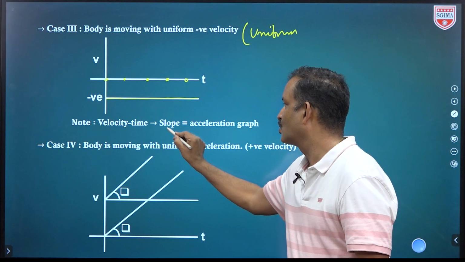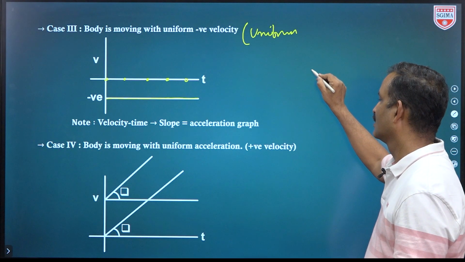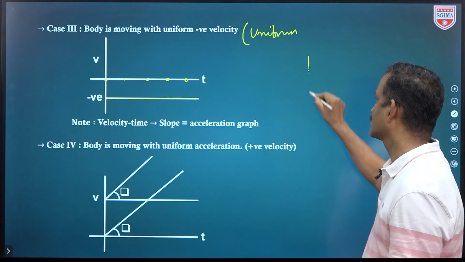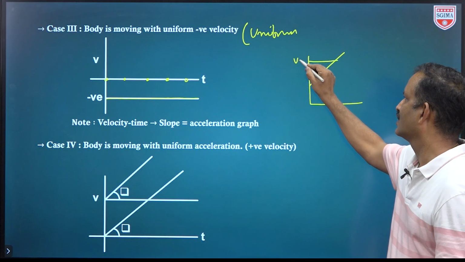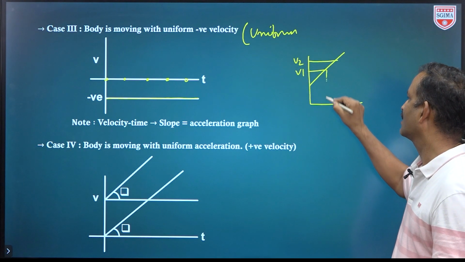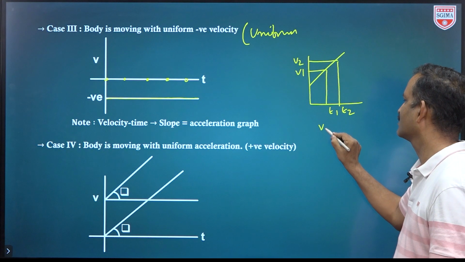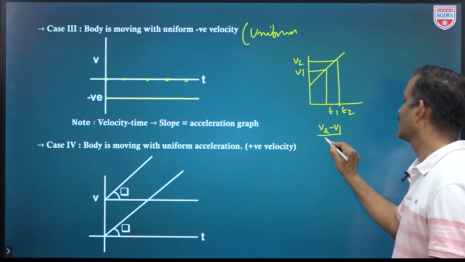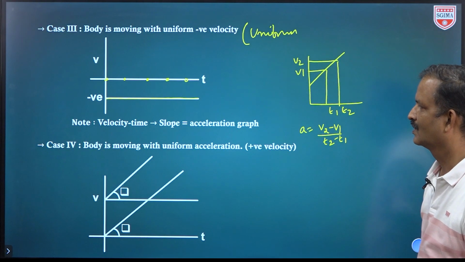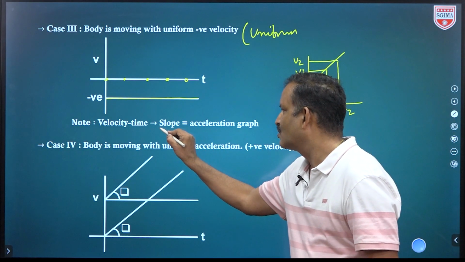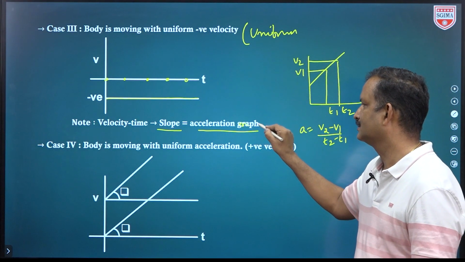In a velocity time graph, slope is acceleration. Suppose the velocity time graph is in this way. Here velocity is v2, here velocity is v1, this time is t1, this time is t2. Slope means y2 minus y1, that means v2 minus v1 by x2 minus x1, that is t2 minus t1, and that is nothing but acceleration. So, in a velocity time graph, slope is acceleration.